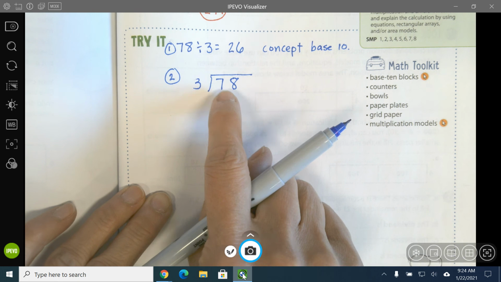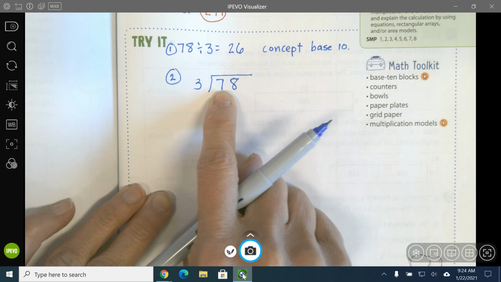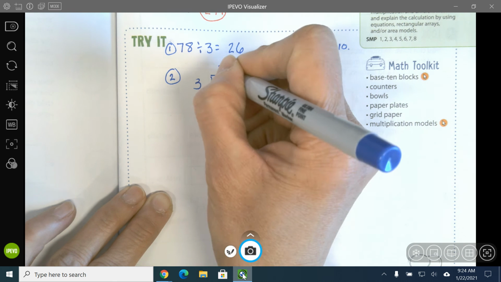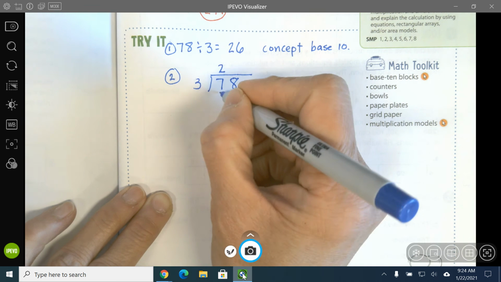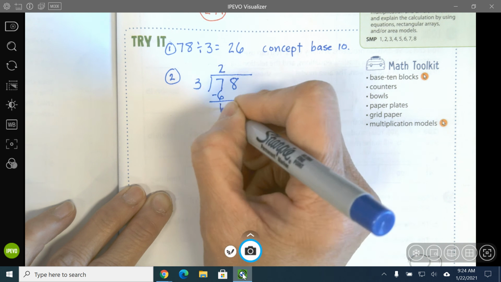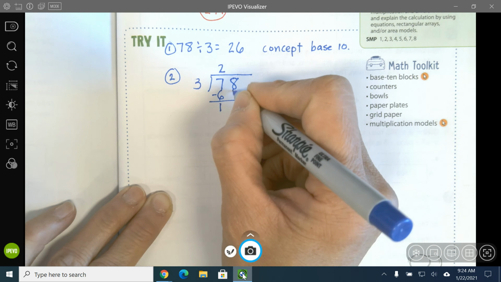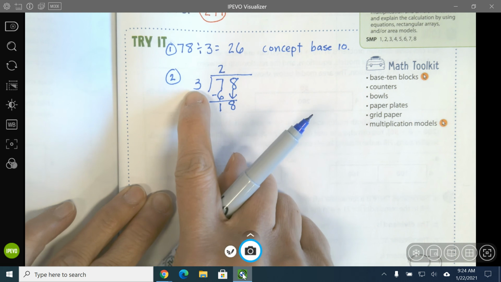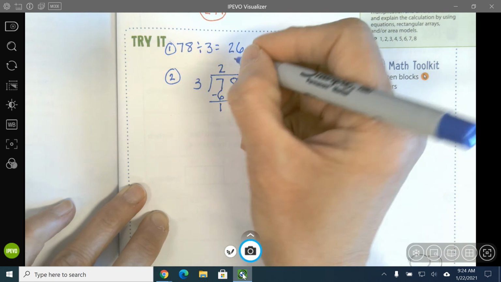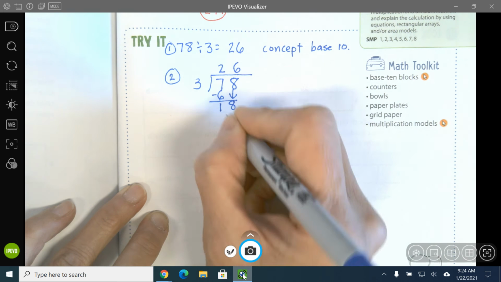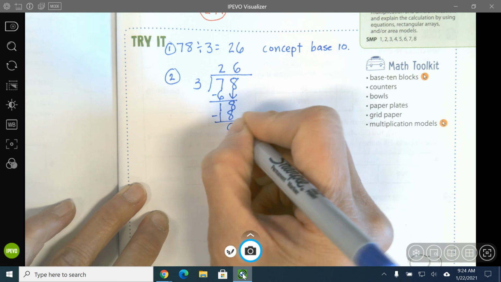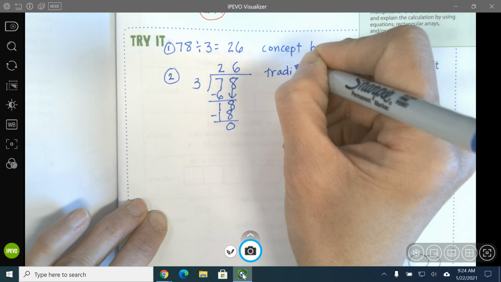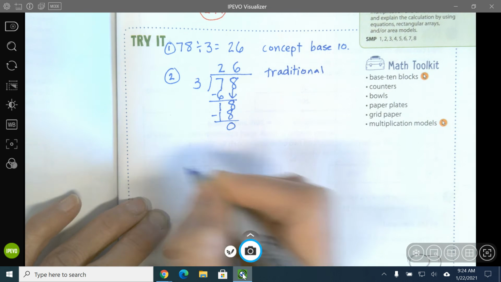So I have to ask myself, how many 3s go into the 7? I start with the biggest number over here. 3 can go into 7 2 times. 3 times 2 is 6. Subtract, bring down the 8 to make 18. Ask myself again, how many times can 3 go into 18? It is 6 times. 6 times 3 is 18. Subtract, I have 0. All right, so that's the traditional way. Now I'm going to do the area model.